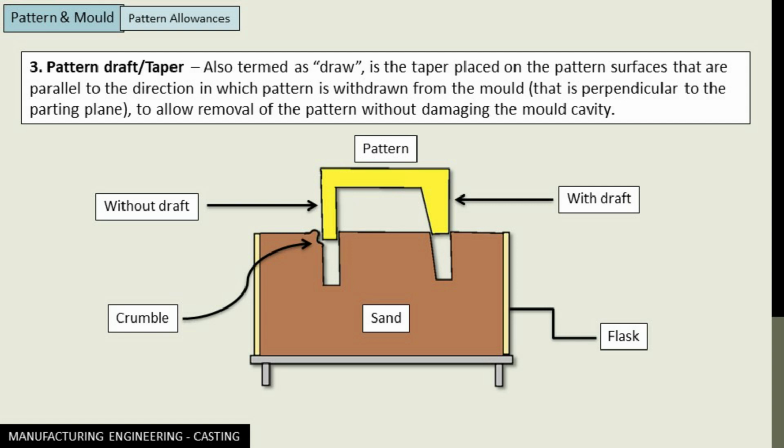Again, you can see the figure with draft or taper allowance and without draft or taper allowance. In both the sides, the one with the draft or the taper is easily getting removed from the molding sand and hence leaving a good cavity. However, without the draft, the sand is getting crumbled and the cavity is getting disrupted.